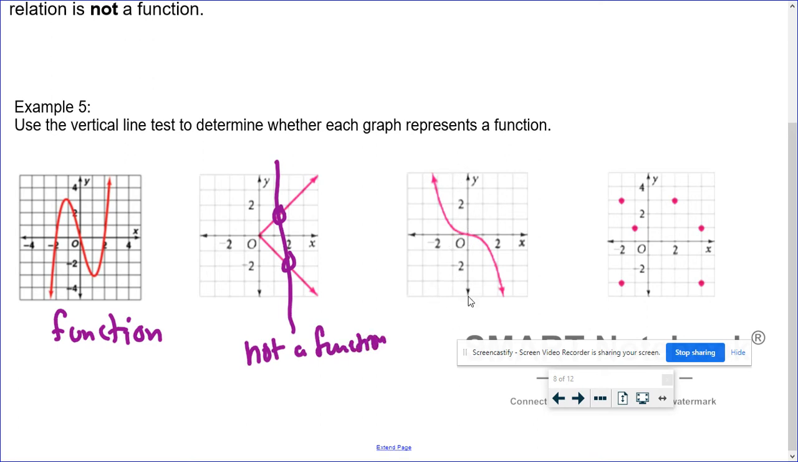This one here, no matter where I would draw a vertical line, it's only going to touch it once. So this one is a function.